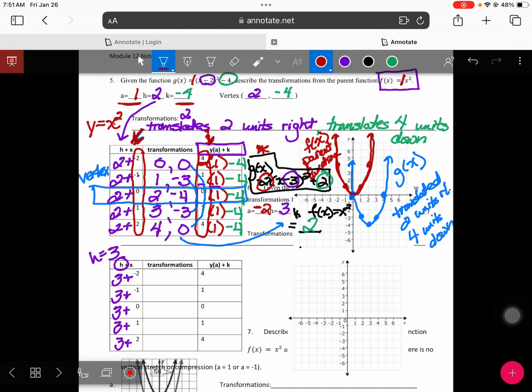And before I go on, let's go ahead. Here's my x values. Here's my y values for the parent function. So -2, 4. -2, 4, right there. -1, 1. 0, 0, 1, 1, and 2, 4.